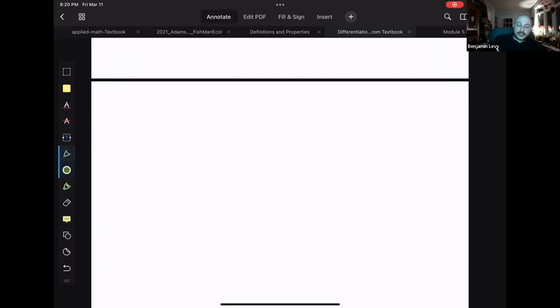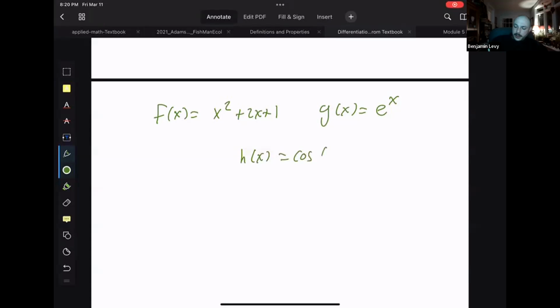Let's talk about composition functions just quickly though. Sometimes I'll just do this demonstration. Let's say our f of x is x squared plus 2x plus 1. Let's say our g of x is, I don't know, e to the x. And let's also just pick out an h of x, cosine of x. We can do stuff like plug them into each other. And I usually do this color coded to kind of help with that.